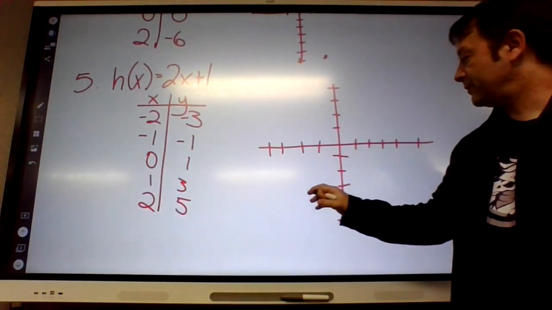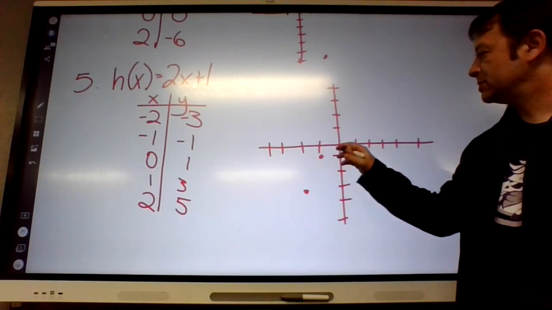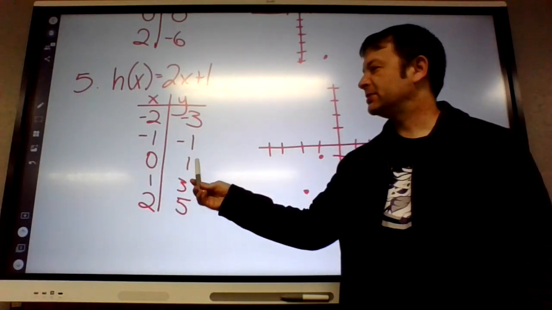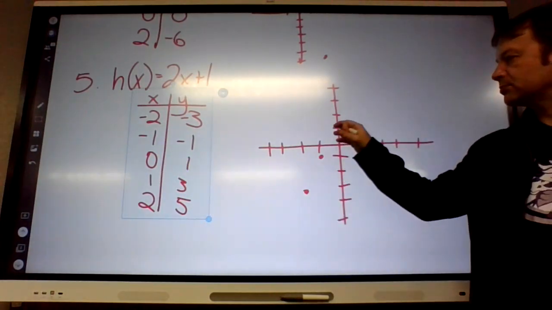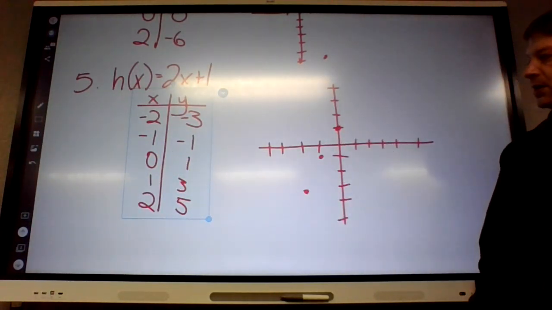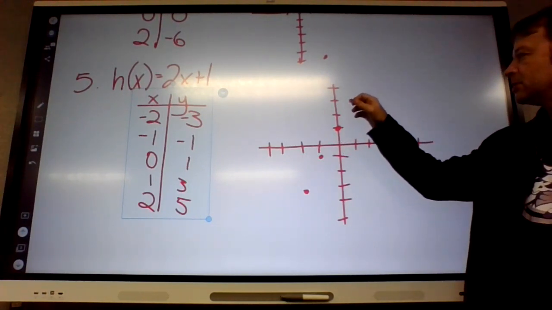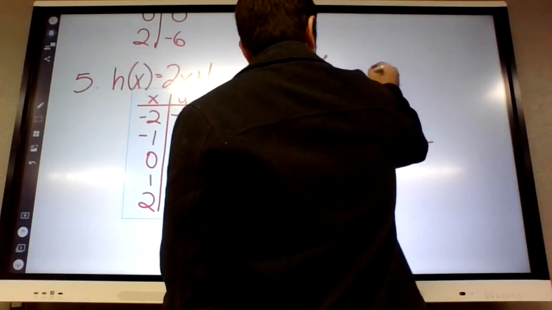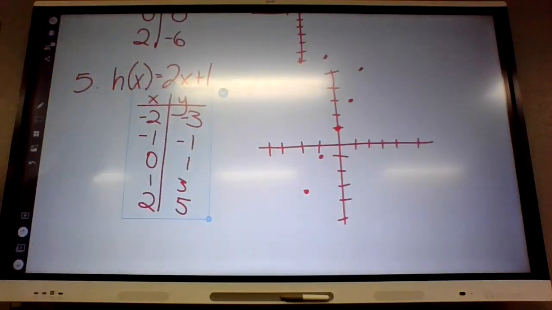Okay, -2, -3, -1, -1, 0, 1. Where's 0, 1 at? Up 0, no, 0. Right 0, up 1. 1, 3, so that's right 1, up 3. Oops. And 2, 5. I didn't go high enough. Alright. See how those are in a line?